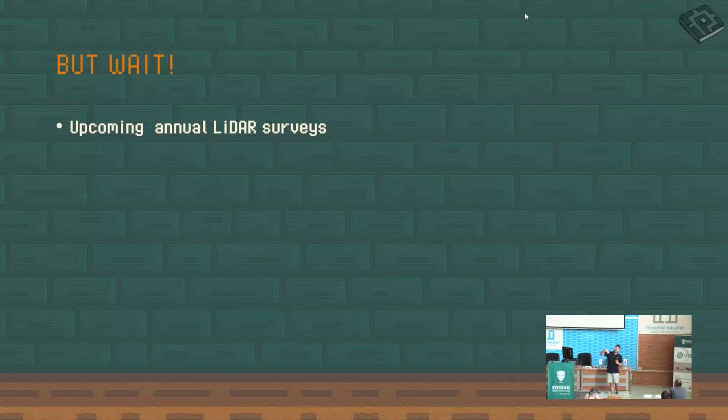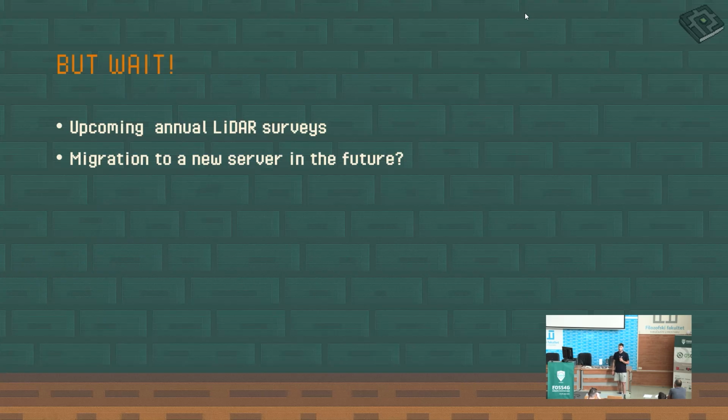We had to think about the upcoming annual LiDAR survey. So we handle this one, but next year we will get another one, and in 5 years another one, and then another one. So we have to manage all of that data. Also, in a few years, it is to be expected that we will decide to migrate to a newer server with better performance. So we have to think about that in advance. How will we make our lives easier then? Furthermore, with 200 million files, we have to be careful not to wear out the hard drives, because we don't want to change them all of the time.